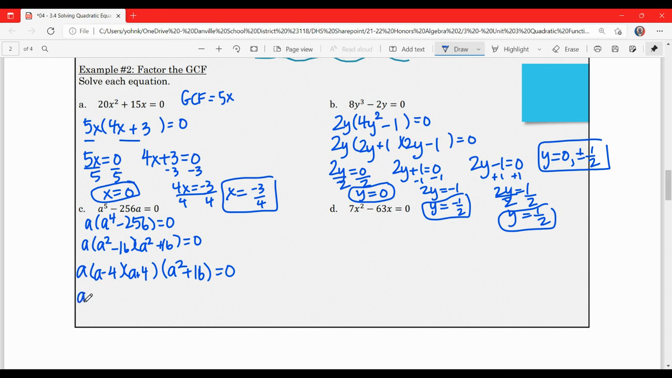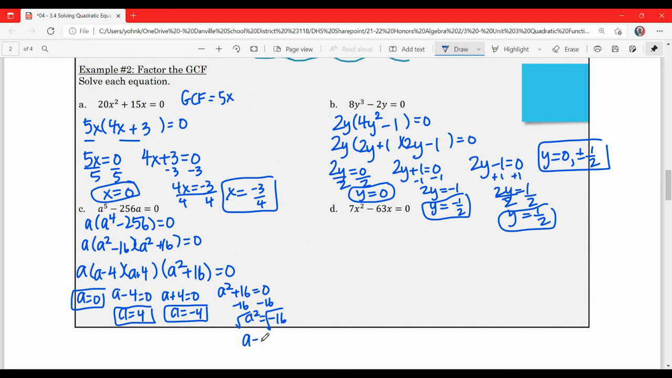The first is a equals 0. Don't have to do any solving there. The second one is a minus 4 equals 0, so that gives me a equals positive 4. The third one is a plus 4 equals 0, so my a equals negative 4. And then my last one, a squared plus 16 equals 0. So move the 16 to the other side. a squared equals negative 16. Square root both sides. a equals plus or minus 4i. So I got 0, plus or minus 4, plus or minus 4i.